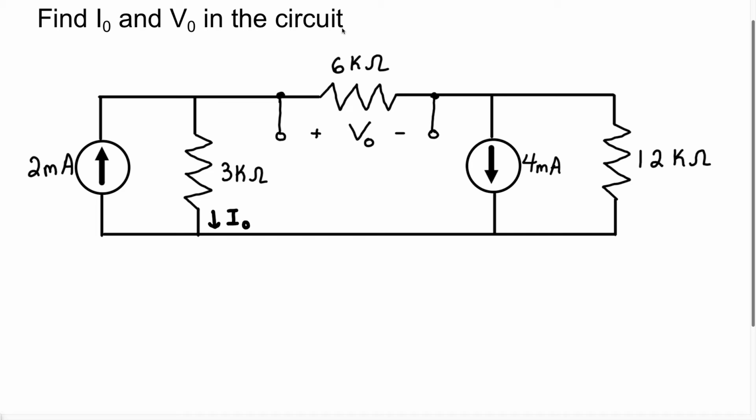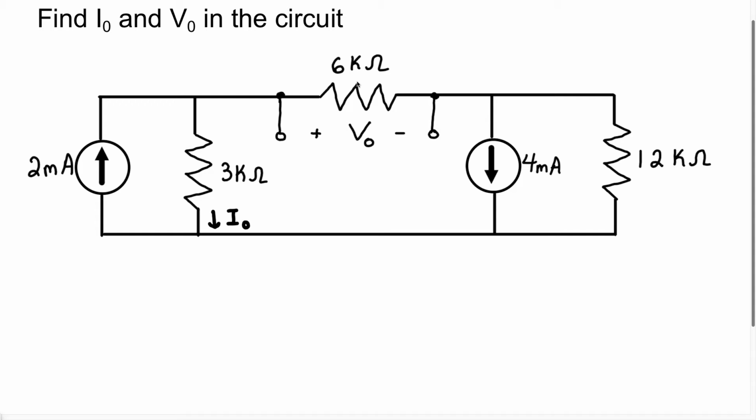In this video, we're going to solve this question. The problem reads, find I/O and VO in the circuit. So they give us this circuit diagram and they want us to find the current I/O, which is the current that passes through this 3K resistor, and the voltage VO, which is the voltage drop across this 6K resistor.